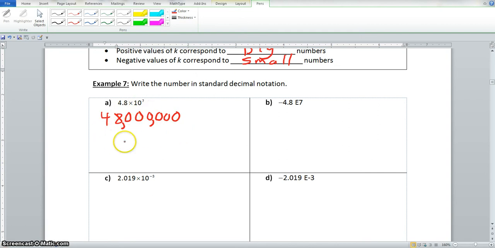Now in your calculator, if you were to type this in, it will come up as 4.8 E7. This means this. You can type this in your calculator and you will see this. But this right here is what will show up in your calculator, this E7. So if we had negative 4.8 E7, we still would move this to the right 7 places. So it'll be negative 4, 8, and then 6 more zeros. And this would be our answer, negative 48 million.